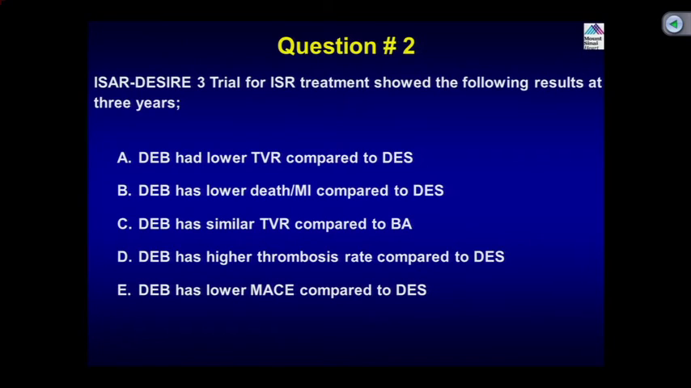Second, ISAR-DESIRE 3 trial for ISR treatment showed the following results at 3 years. The drug-eluting balloon had lower TVR compared to DES. DEB has lower death and MI compared to DES. DEB has similar TVR compared to balloon angioplasty, and the DEB has higher thrombosis rate compared to drug-eluting stent. And lastly, the DEB has lower MACE compared to drug-eluting stent at 3-year data.